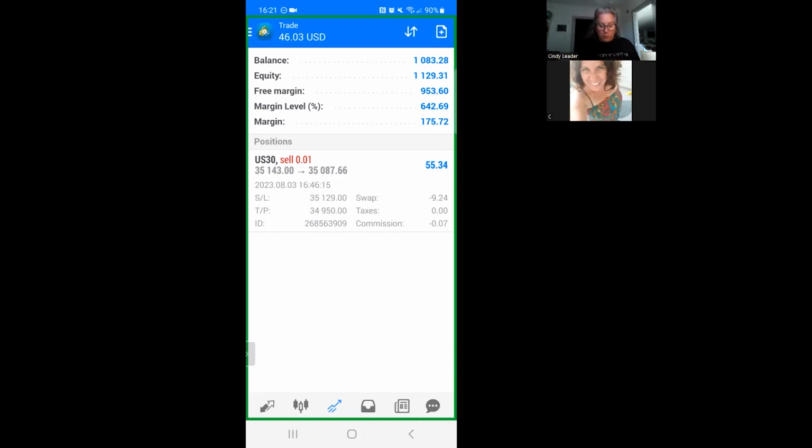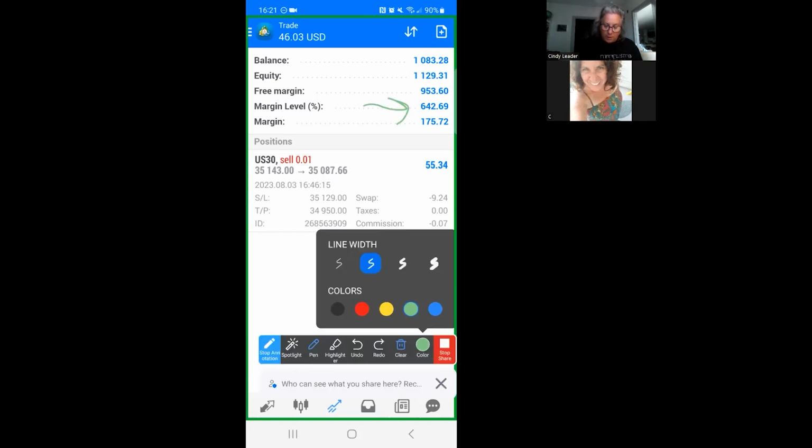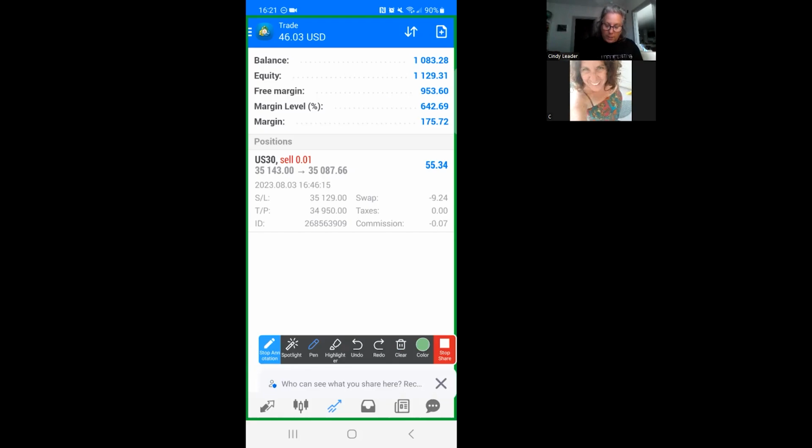And you will see all of these numbers start to fluctuate when the market opens. All these numbers will start moving and jumping up and down a little bit when the market opens. So I hope that helped.